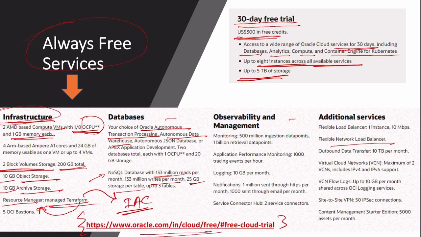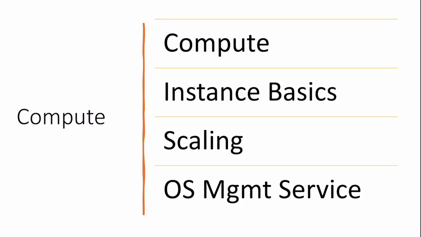You are getting the outbound data transfer, 10 TB per month. Then after that you need to pay for that one. So we just need to make sure. So these are the things under the free trial, or we can say always free services. Let's see what we have next.